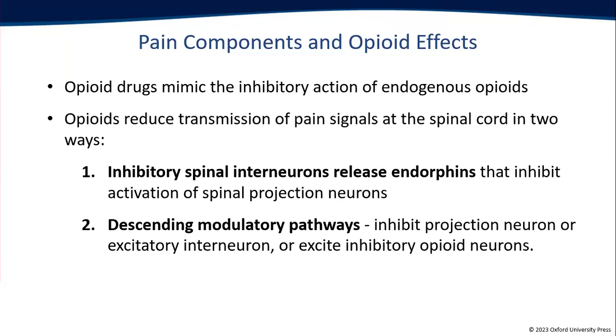And we are also inhibiting descending modulatory pathways by inhibiting the projection neurons or the excitatory interneurons, or exciting the inhibitory opioid neurons, to be able to modify the pain signaling pathways to ensure that we are shutting off the correct systems, right? We don't want to shut off all pain to the body.